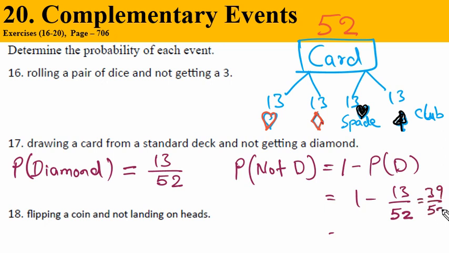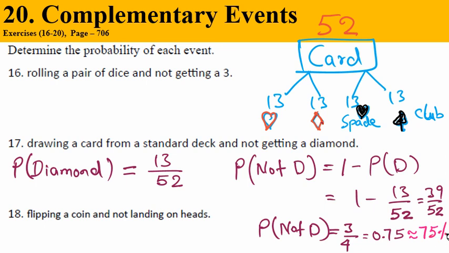39 over 52. Now you simplify this, you will get 3 over 4. So probability of not getting a diamond is 3 over 4. Now multiply with 100, or you write in the decimal form, okay? 3 over 4 is 0.75, and in terms of percentage how much? 75 percent. So not getting a diamond: 3 over 4, 0.75 and 75%.